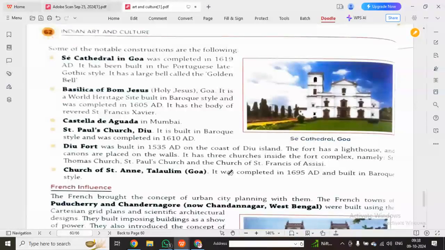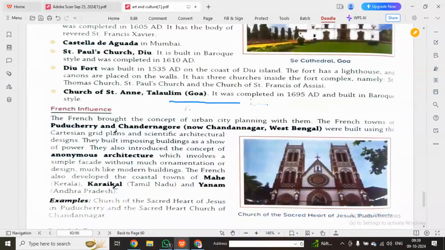Diu Fort was built on Diu Island in 1535 AD, on the coasts of Diu Island. Lighthouse. Cannons are also placed on the walls. Three churches inside the fort complex, namely Saint Thomas, Saint Paul, and Church of Saint Francis of Assisi. गोवा में एक और चर्च है, ठीक है, बारोक स्टाइल से सेंट एने.